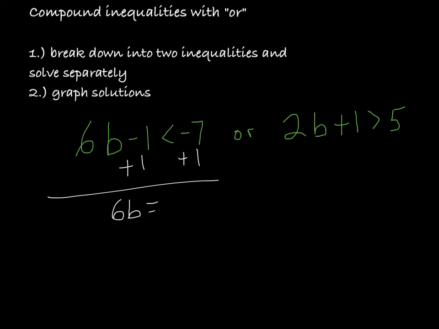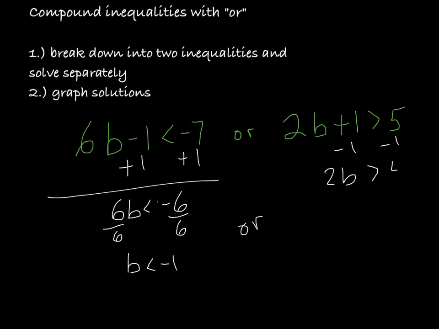6 times b is equal to -6. Oh, excuse me, made a mistake there. Not equal to, this should be 6 times b is less than -6, and we divide by 6. Remember to watch out if we divide by a negative, the sign needs to flip. So b is then less than -1, or if we solve over here, subtract 1, 2b is greater than 4, b must be greater than 2.